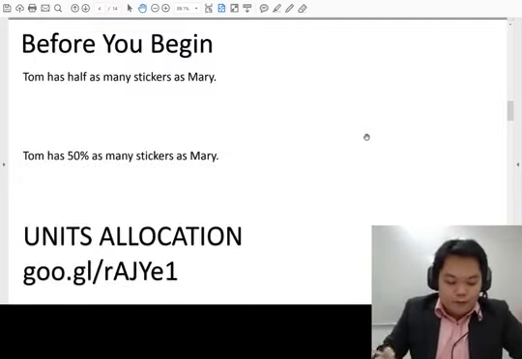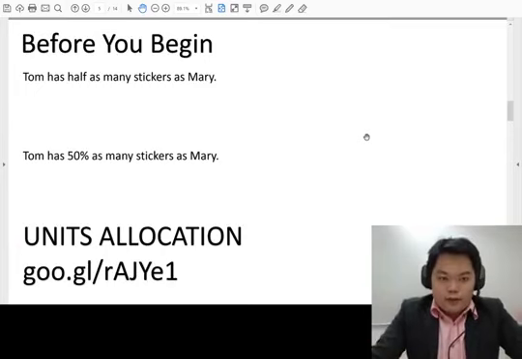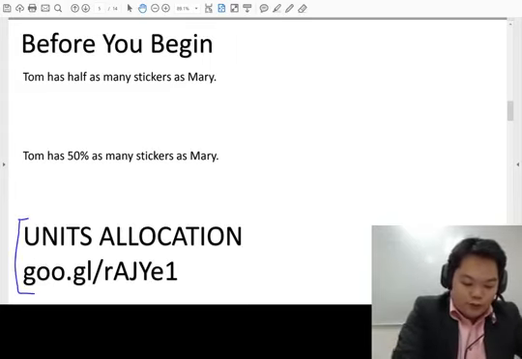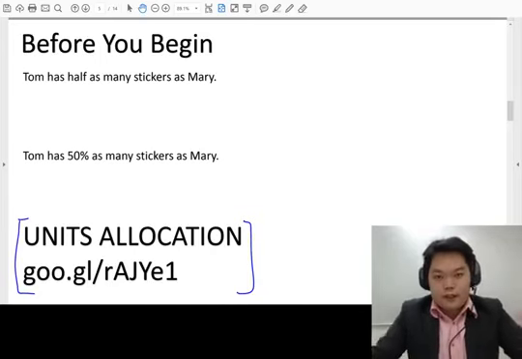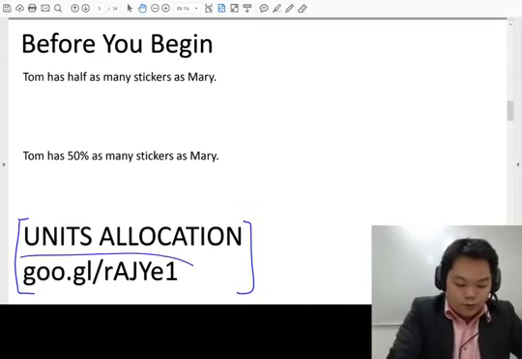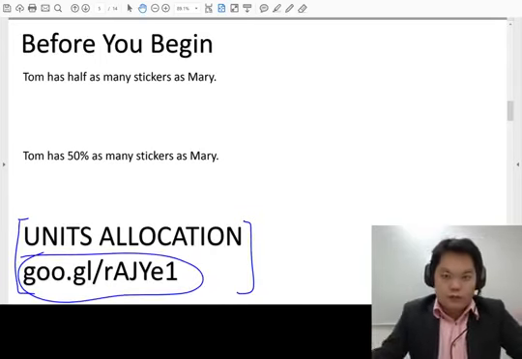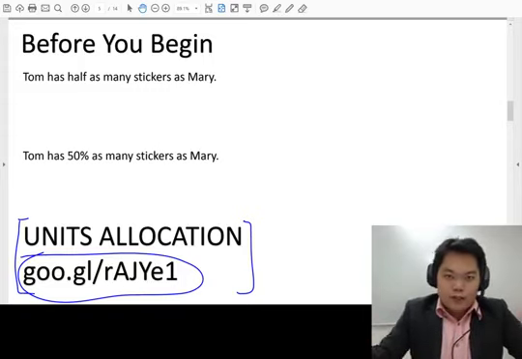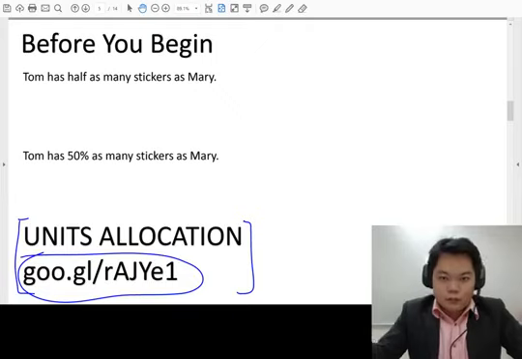So let's get started. Now, if this is your first time watching this Facebook Live, welcome. But there are some prerequisites that you need to know that I have covered in this video link over here. This is on units allocation, to give you a brief idea on what it is to convert everything into units.